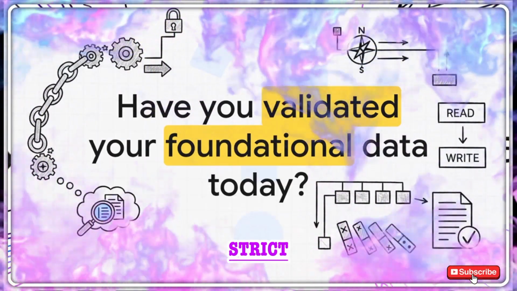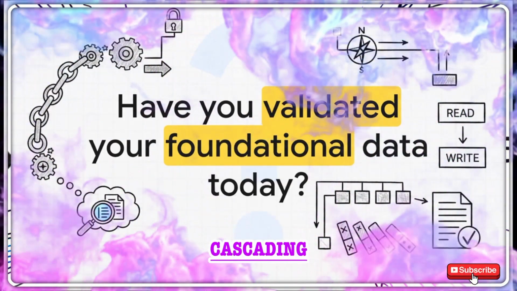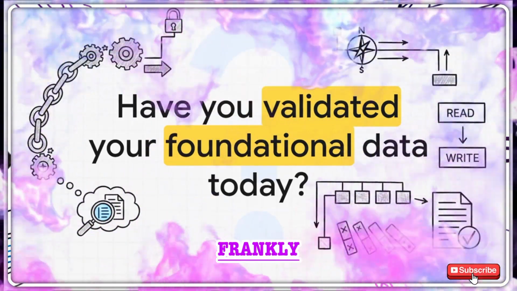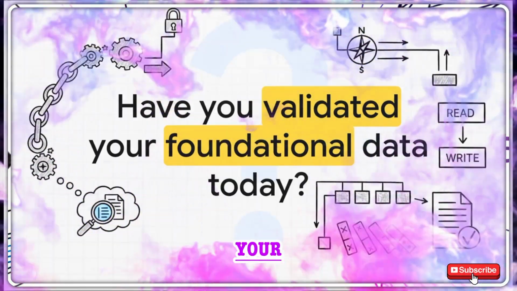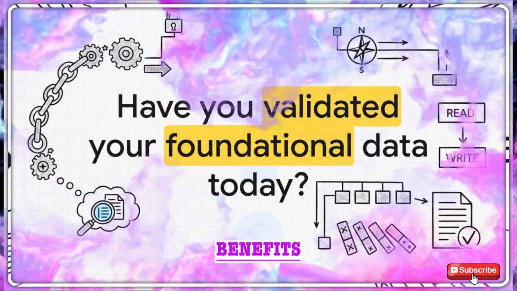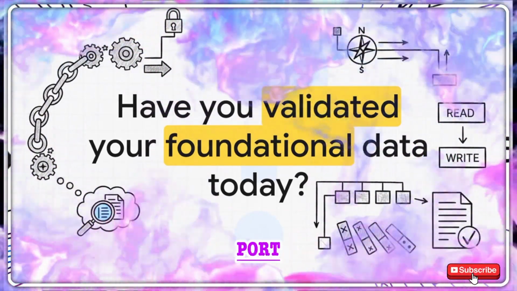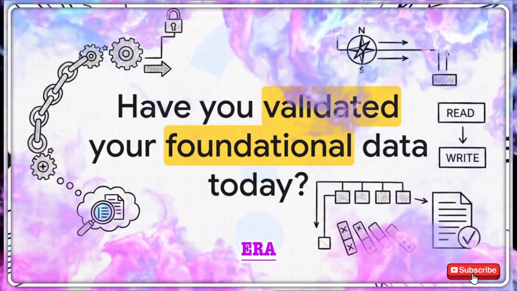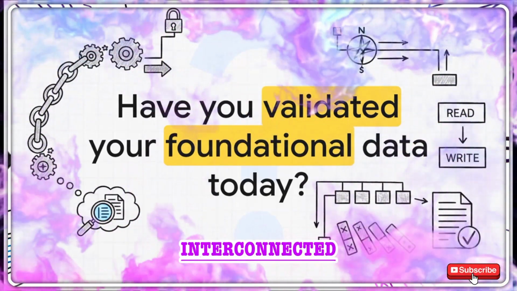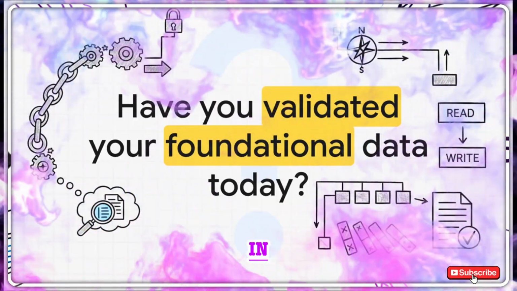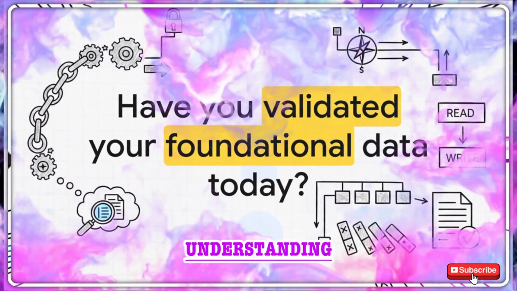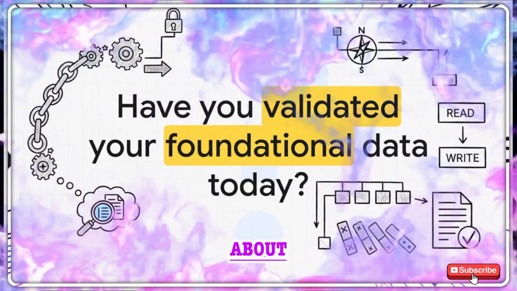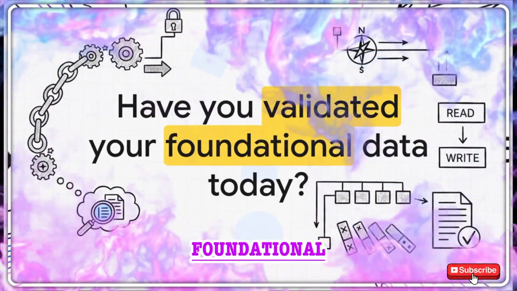This incredibly strict read and write divide, combined with the cascading nature of data errors, creates a systemic dependency that applicants frankly ignore at their own peril. If your entire future eligibility for various benefits is dictated by a few keystrokes made by a port official months or even years ago, we really have to ask ourselves, in an era of increasingly automated and interconnected bureaucracies, who is actually in control of your digital identity? Understanding this architecture is literally the only way to successfully navigate it. So think of it. Have you proactively validated your foundational data today?